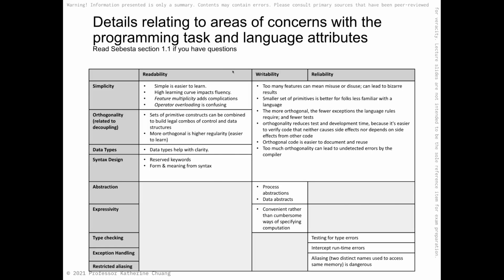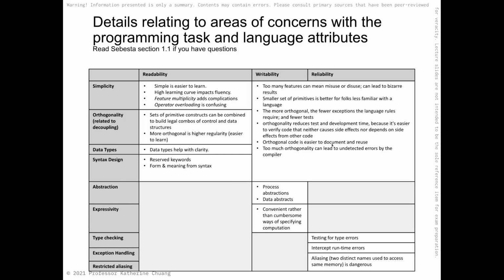And this table is information that I got from the Sebesta textbook, section 1.1. I summarized what was written there into this table to make it slightly easier to understand. So you have 3 main areas of concern. You want readability, writability, and reliability, but it's also separated into all these different characteristics. Right, so then some of these characteristics can help with readability, some can help with writability and reliability, and so on.